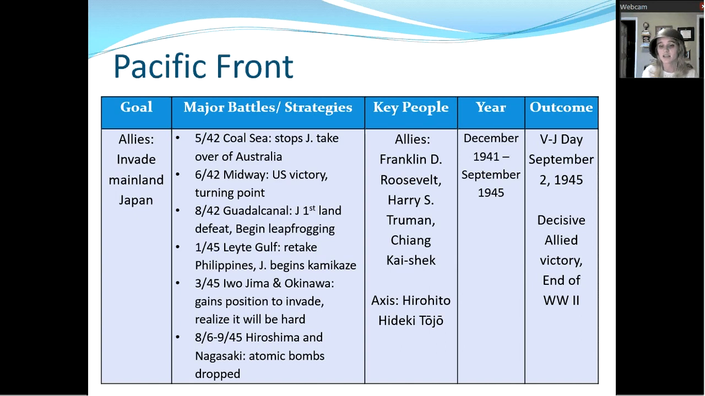So FDR had passed away. He had been elected for a 4th term, and not long after he was reelected, passed away of coronary embolism. And his vice president, Harry Truman, is now in charge. So Harry Truman is trying to decide what we're going to be doing. He's getting these statistics, and he knows it's going to be hard to invade mainland Japan.